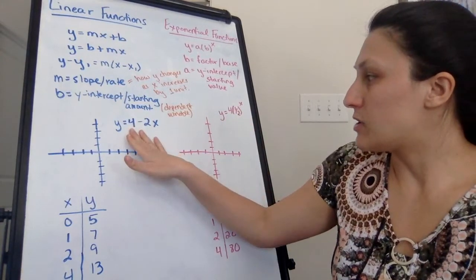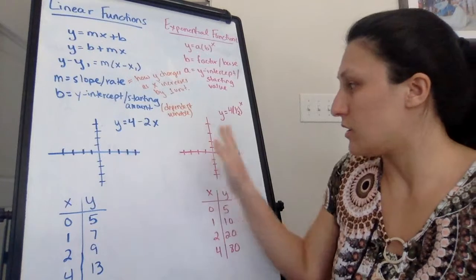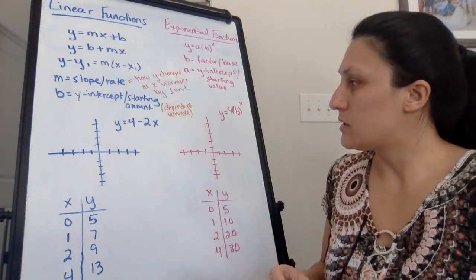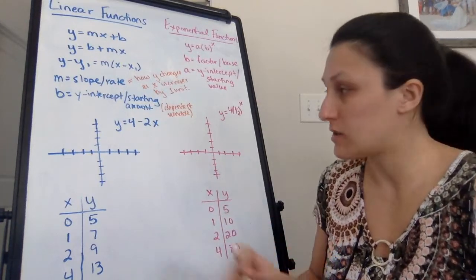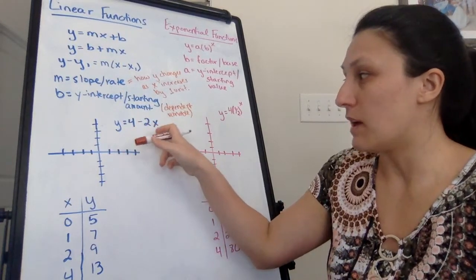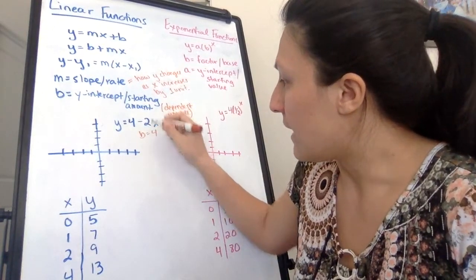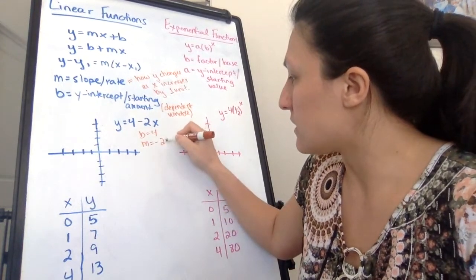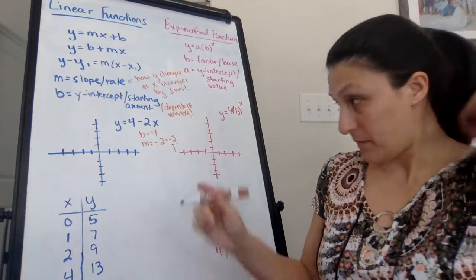Now, I've given two examples here. One is a linear function, and the other is an exponential function. And we're just going to sketch a graph of what they look like. So y equals 4 minus 2x. That is a linear function because it looks like b plus mx, where b is 4 and m is negative 2. And some people like to write this as negative 2 over 1. And I'll show you why.